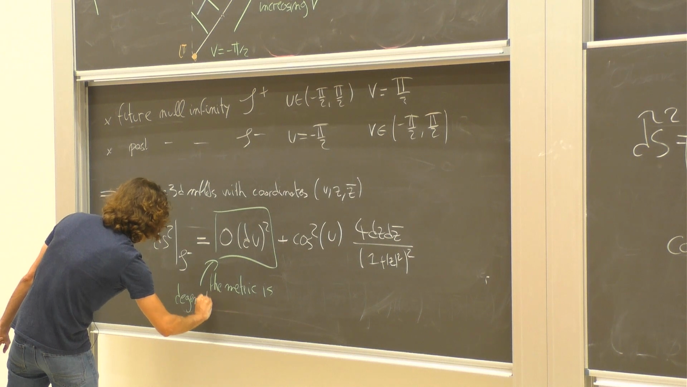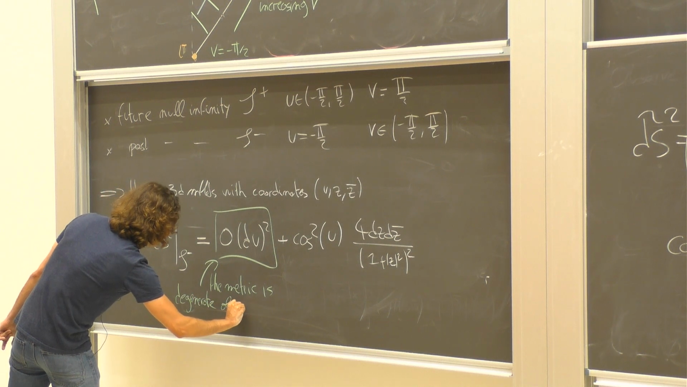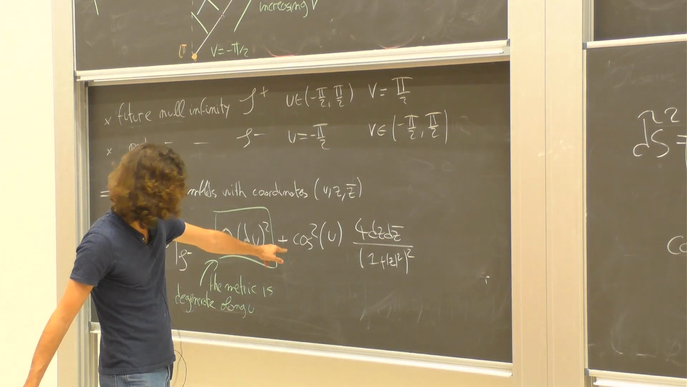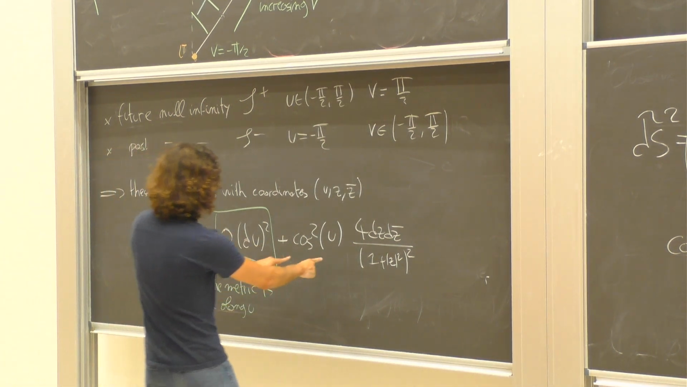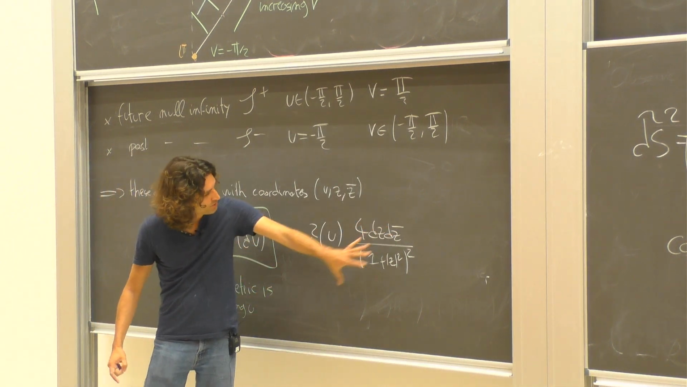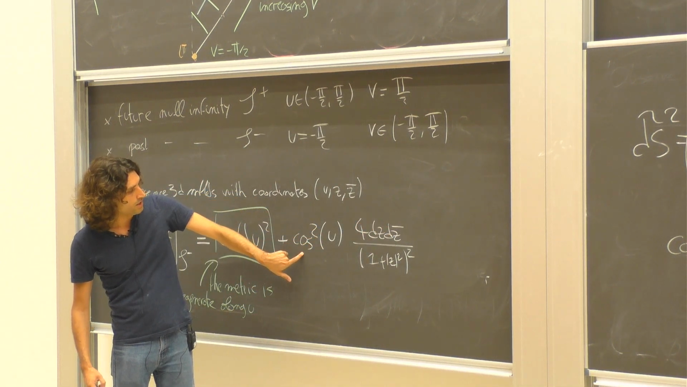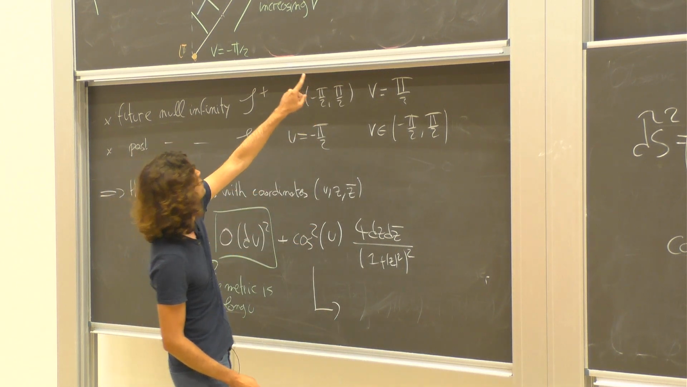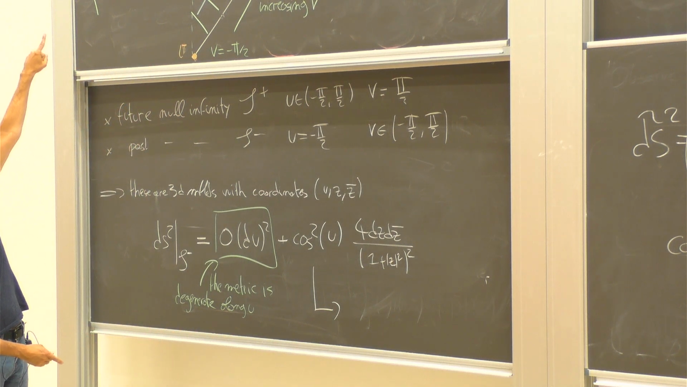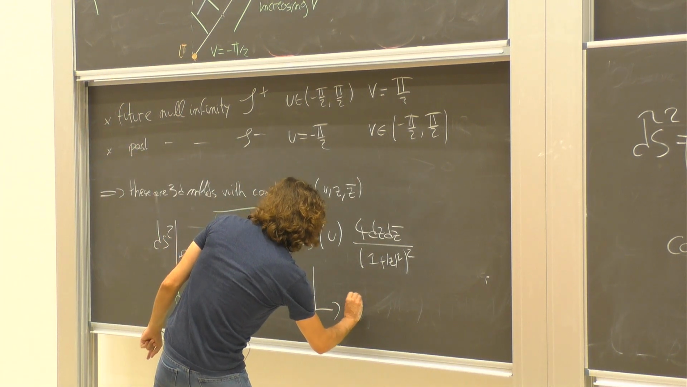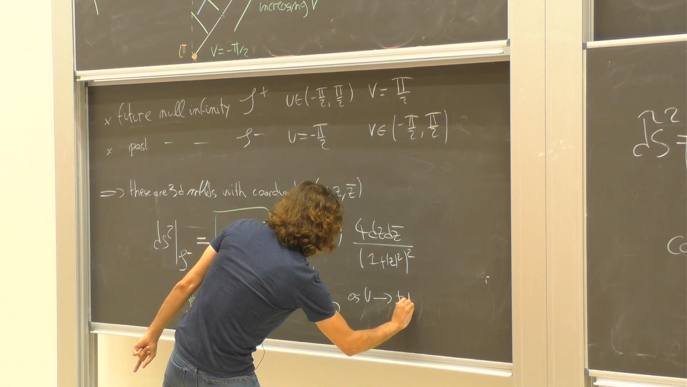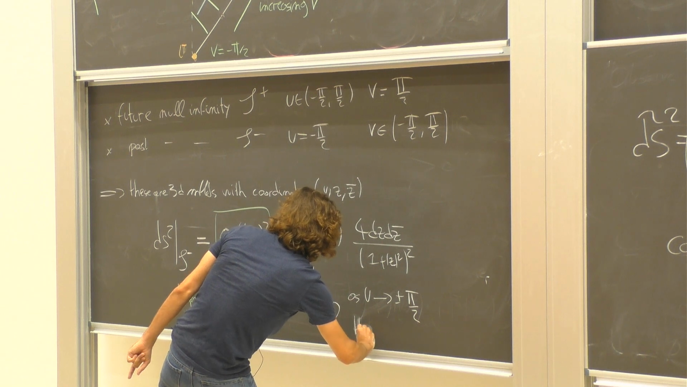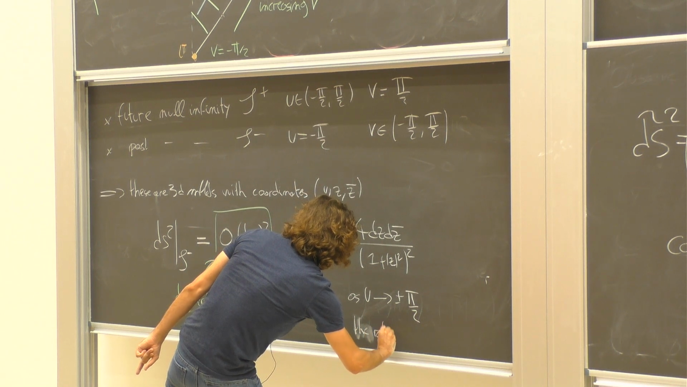It's very different from AdS. Also this radius is interesting because this is the round sphere metric, and this is the radius of the round sphere metric. So what this is telling you is that as u goes to plus or minus pi over 2, the radius goes to 0. So we find again this feature that asymptotically the metric shrinks.